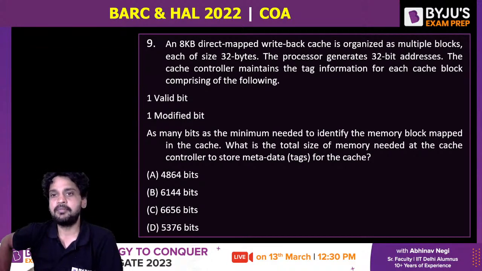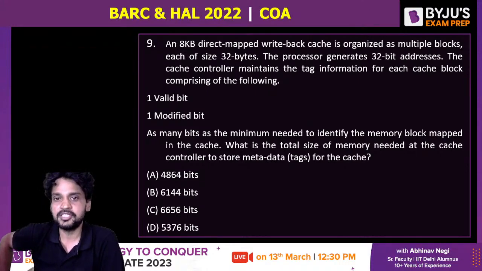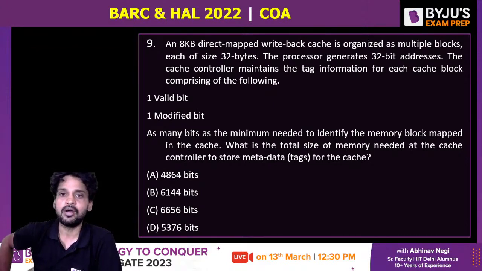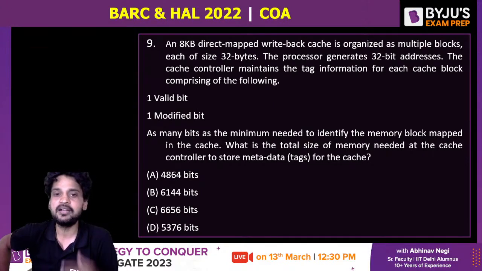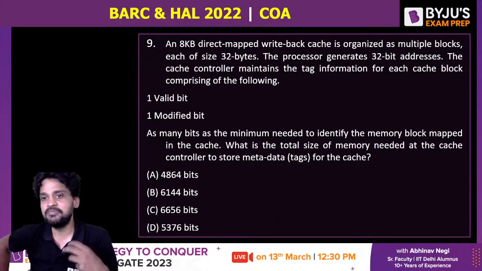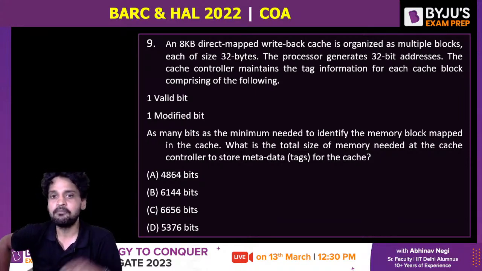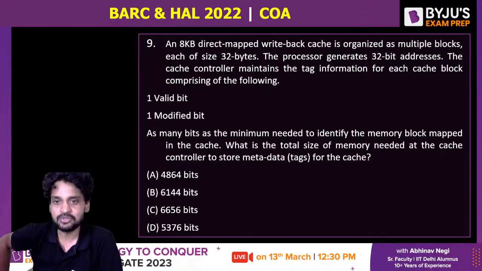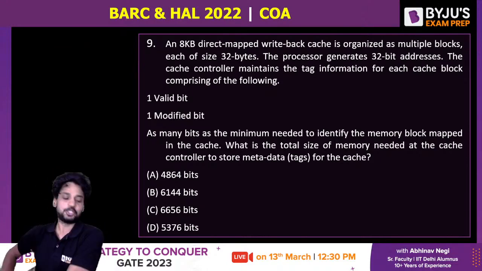An 8 KB direct map write back cache is organized as multiple blocks, each of 32 bytes. The processor generates 32-bit addresses. The cache controller maintains status information for each cache block comprising the following: 1 valid bit, 1 modified bit, and as many bits as the minimum needed to identify the memory block mapped in the cache. What is the total size of the memory needed at the cache controller to store metadata for the cache?